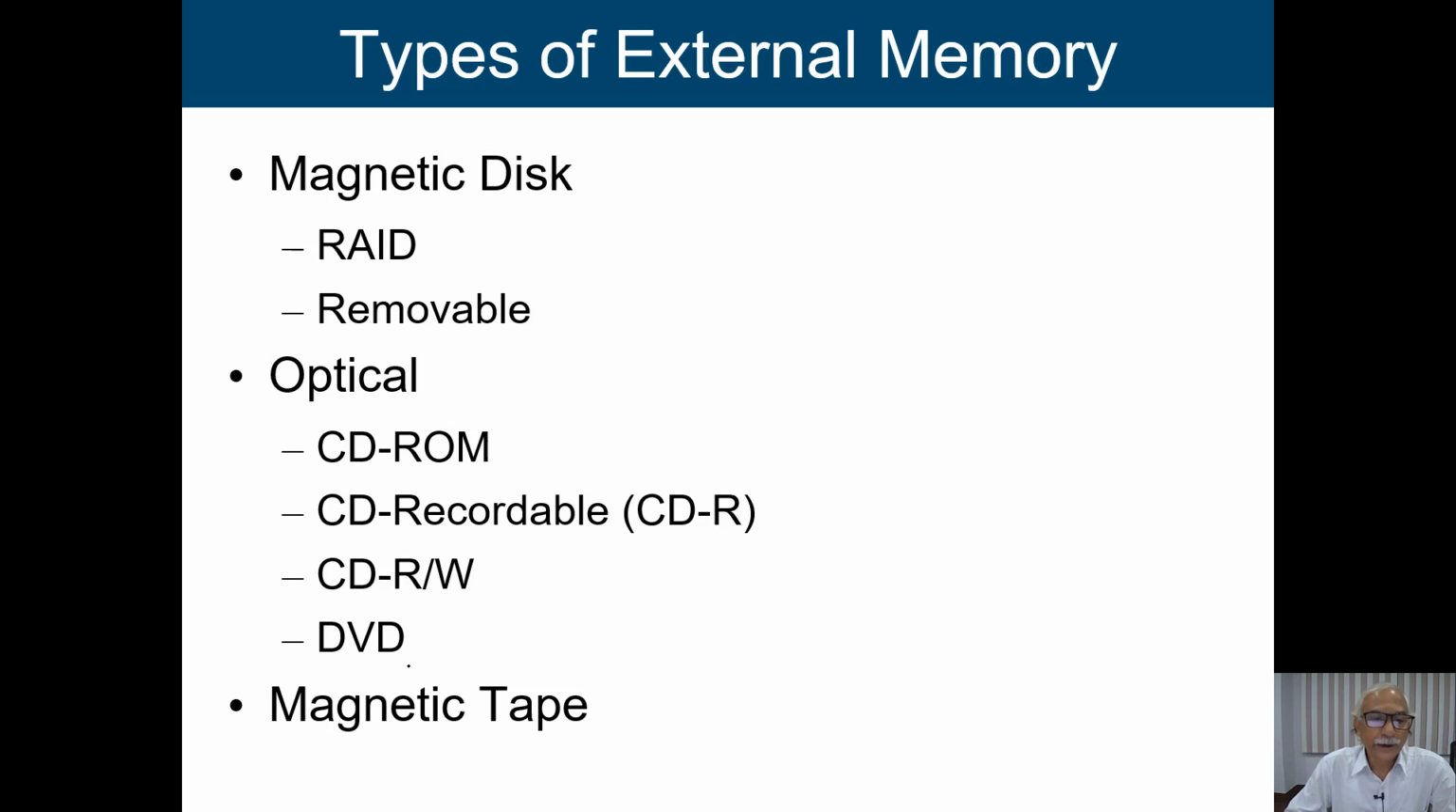After that we have magnetic tapes, which also depend on the magnetic property. So these are the different types of external memory that we are going to have. But today we are going to slightly discuss magnetic disks, how we construct them and how we organize our data in them.